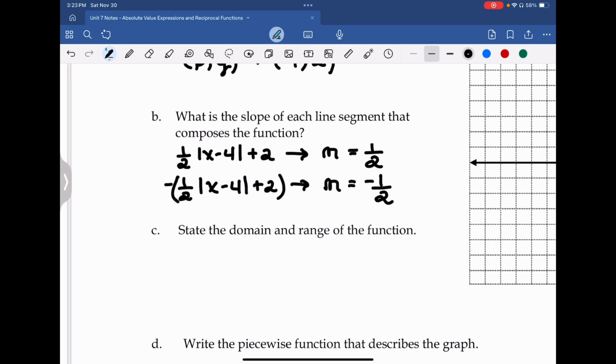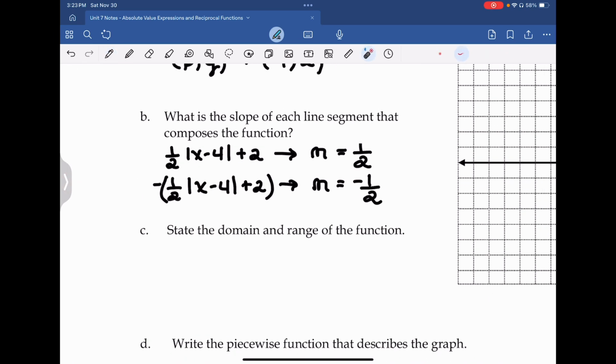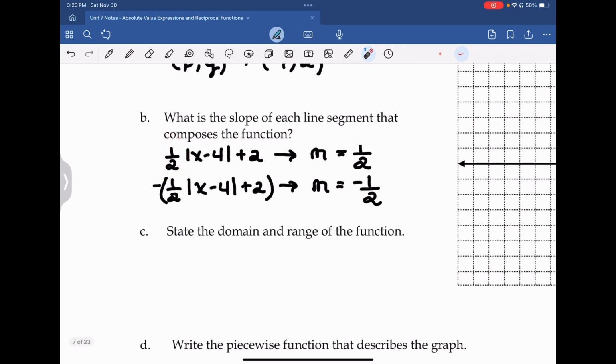Now, how do you know the slope? It's actually just the a value. Do you see how we had 1/2 here? The vertical stretch factor typically indicates your slope. However, it might be a good idea to go on your graph and just confirm that, but your a value is a very strong indicator.